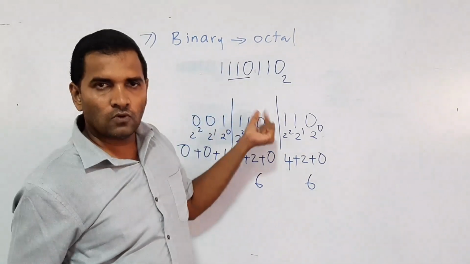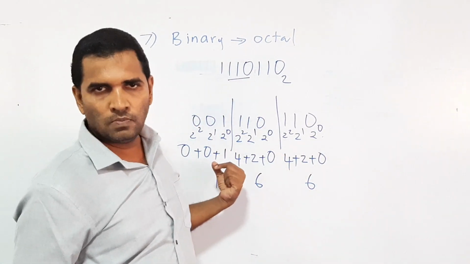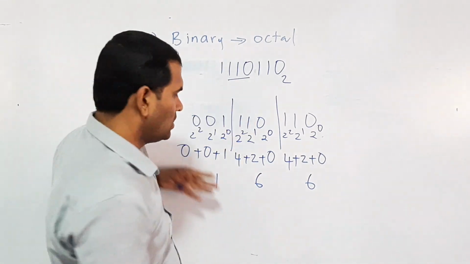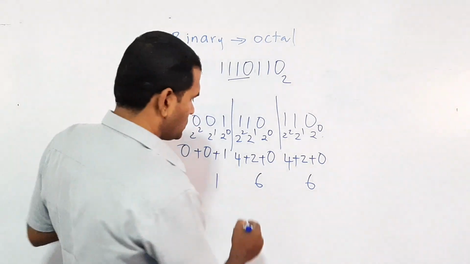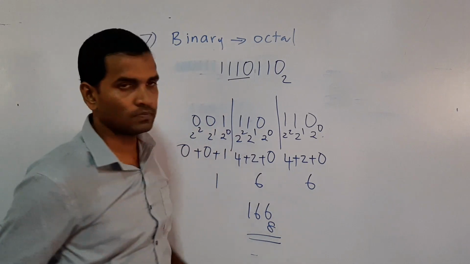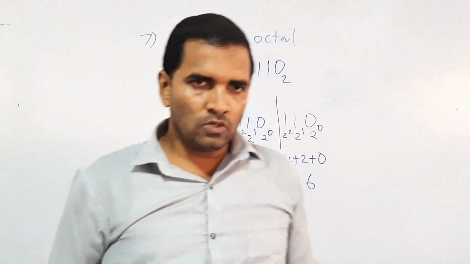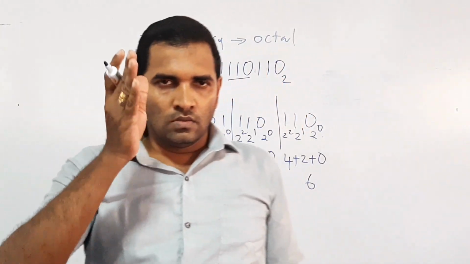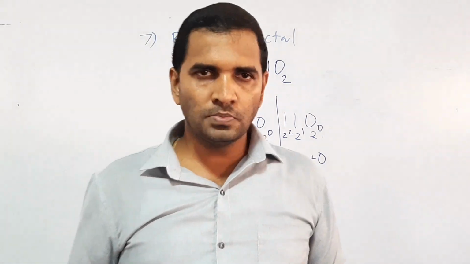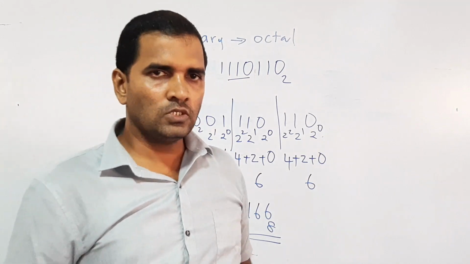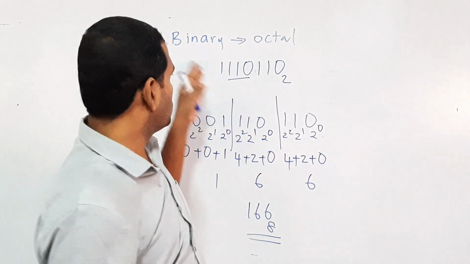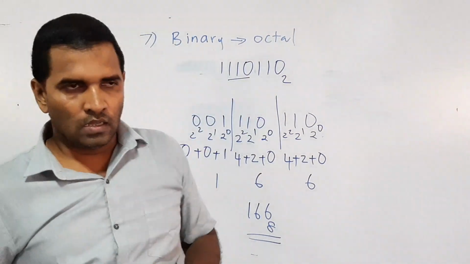That one number was broken into three parts. To get back the original number, you need to write them together. So it is 166 base 8. That's the number. Right? So remember this idea. For converting a binary into octal, you have to form groups from the right side and make sure that you have 3 bits in every group. So this is binary to octal.